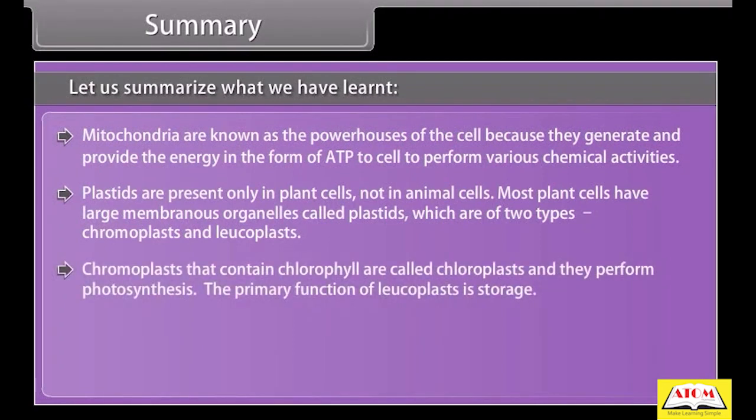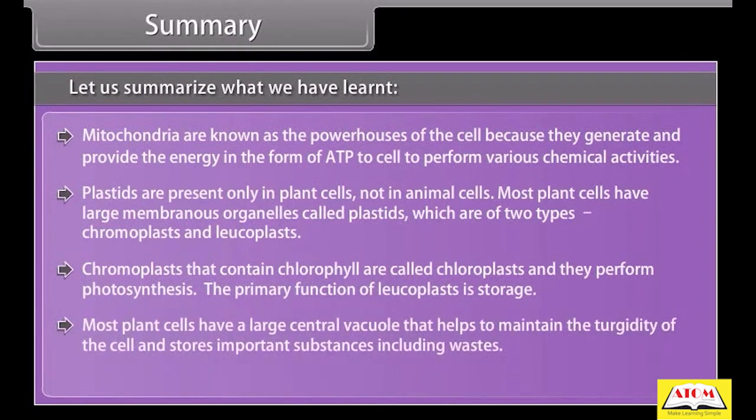Chromoplasts that contain chlorophyll are called chloroplasts, and they perform photosynthesis. The primary function of leucoplasts is storage. Most plant cells have a large central vacuole that helps to maintain the turgidity of the cell and stores important substances including wastes.